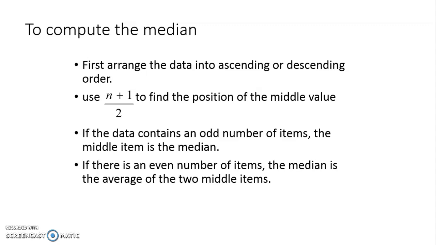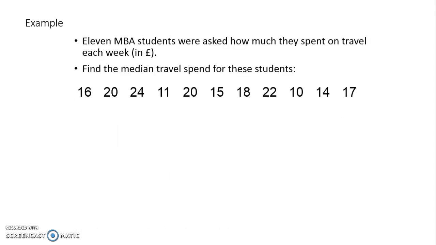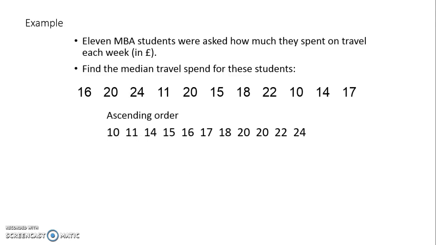If the data contains an odd number of items, the middle item is the median. If there is an even number of items, the median is the average of the two middle numbers. Let's have an example of calculating the median. 11 MBA students were asked how much money they spent on travel each week. Find the median. So first we arrange the data in the ascending order.